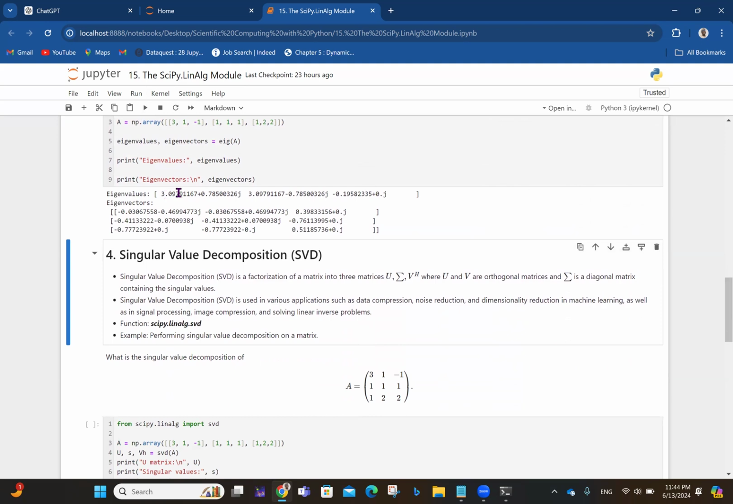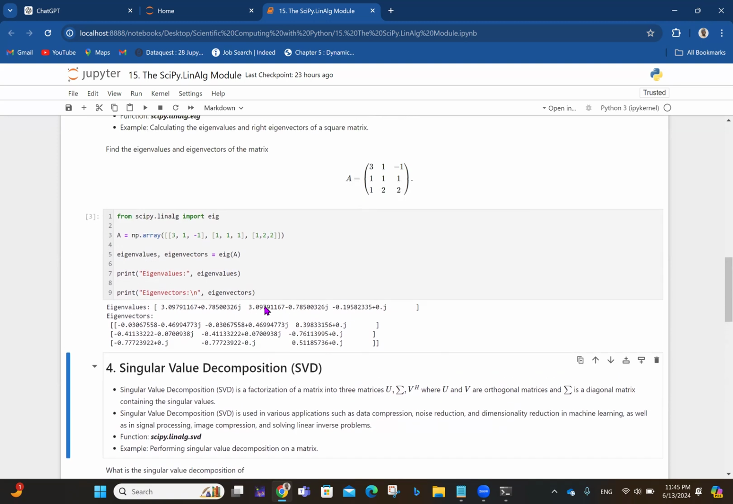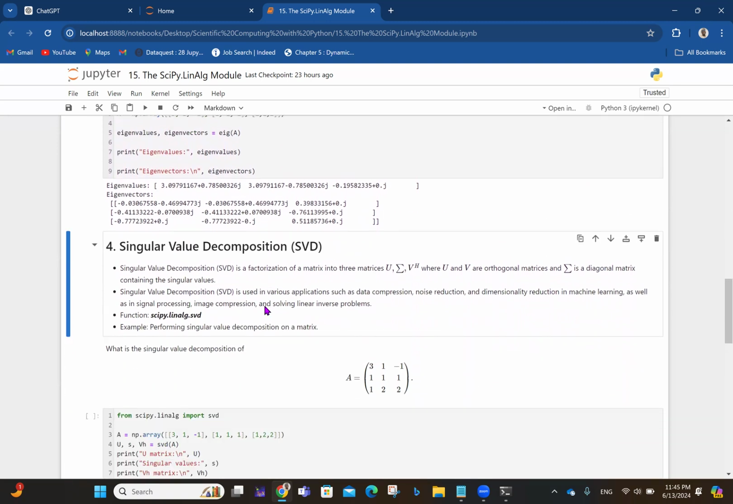So you have the eigenvalues to be all this. The eigenvalues are actually complex in this case, so it depends on the kind of matrix you're working with. In this case, two of the eigenvalues are complex, but the last one is real because the complex part is actually 0. And we now have the eigenvectors in the next line, made up of both complex and real parts like that. Okay, so that's about eigenvalues and eigenvectors.